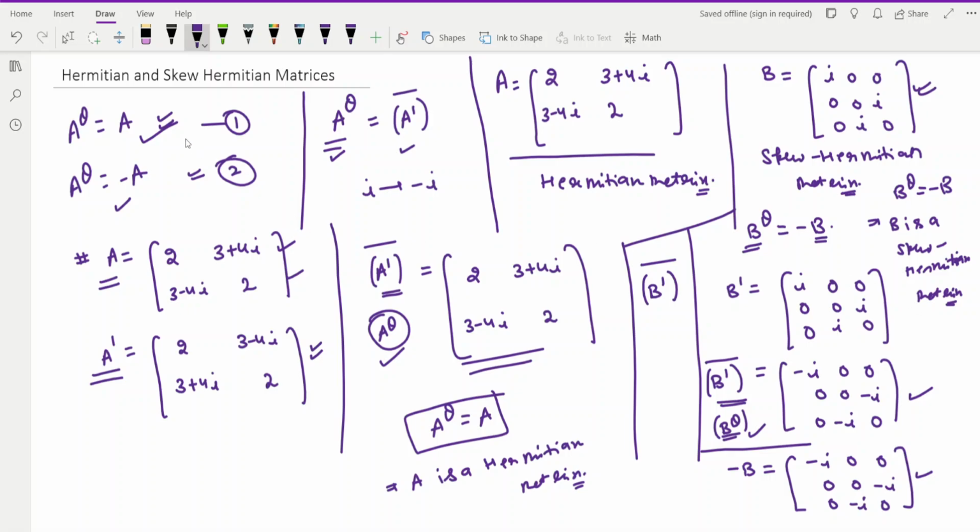So in this video, we learned two aspects of matrices. First is the Hermitian matrix, and second is the skew Hermitian matrix.